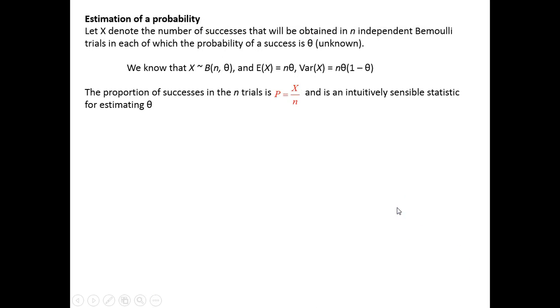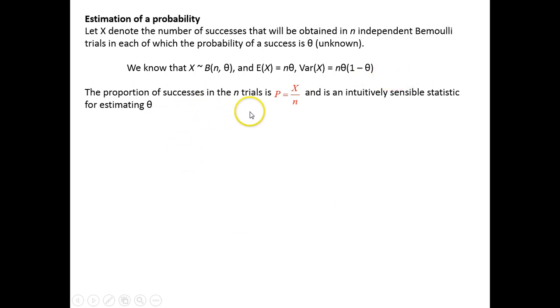Estimation of a probability. Let X denote the number of successes that will be obtained in n independent Bernoulli trials, each of which has a probability of success theta, and theta we need to estimate. Therefore, we know that X varies binomially with n and theta, and the expectation of X is n theta, and the variance is n times theta times (1 minus theta).